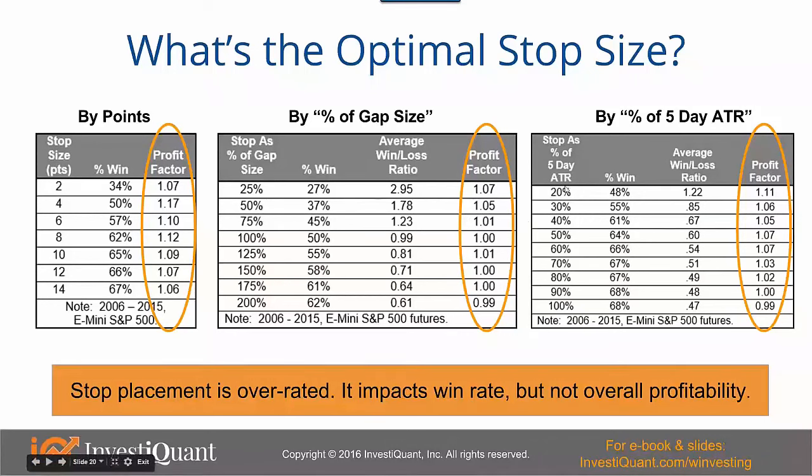So you can see the number of trades, you can see the win rate. The smaller the gap, the higher the odds of retracing back to the prior day's close. And what you should also see is once you go beyond 40% of the 5-day ATR, the profit factor starts falling off, as does the win rate, a lot. Look at that, that's a 14% delta. It's a huge difference in profitability.